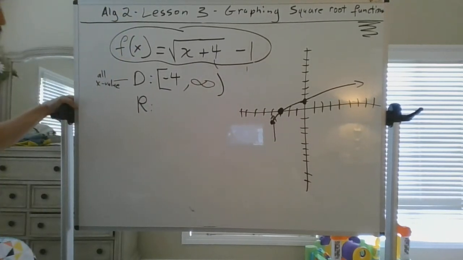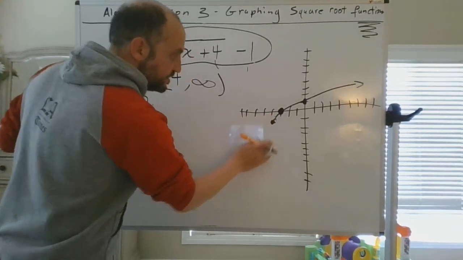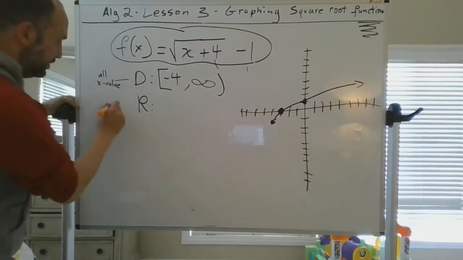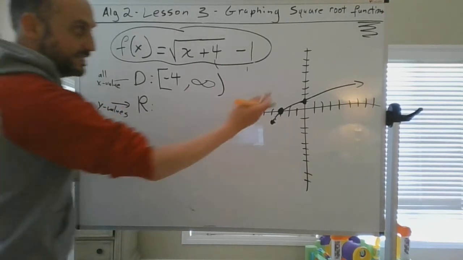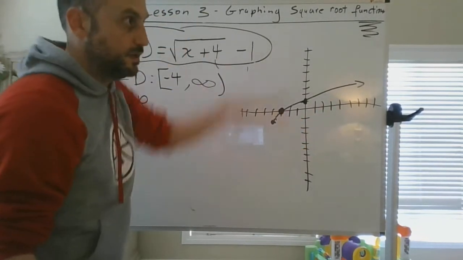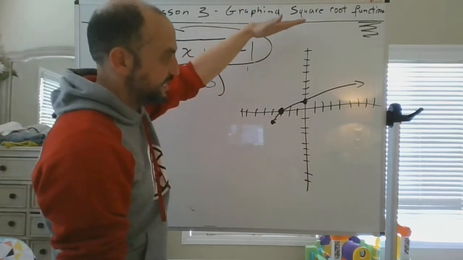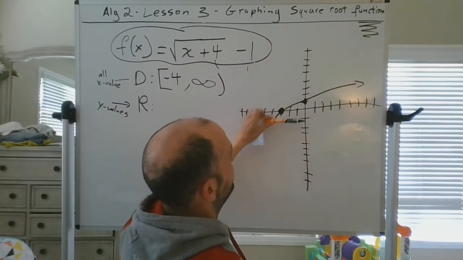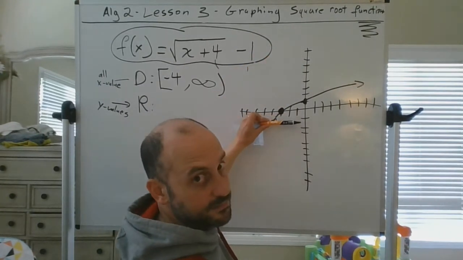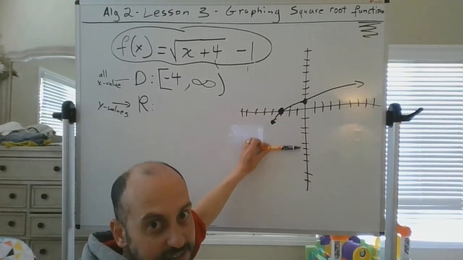Okay, let's move on to the range. The range, instead of being all the x values, is all the y values. And instead of going left to right, we are now going down and up. Let's think about how far down I can go. Oh, wait a minute, I can't go past that. That's how far down I can go, because the graph doesn't exist here.